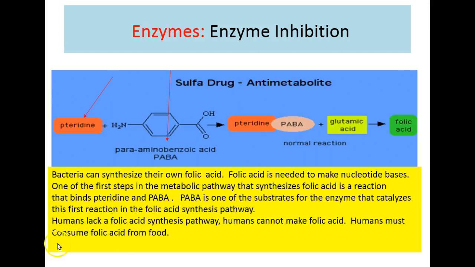By the way, humans lack a folic acid synthesis pathway. Humans cannot make folic acid. Humans must consume or eat their folic acid in their food. So this metabolic reaction is exclusive to bacteria.